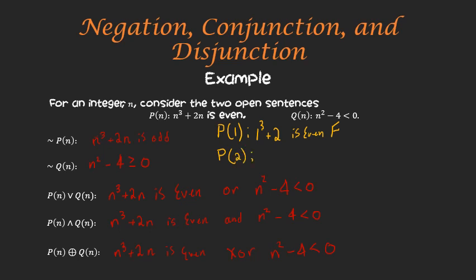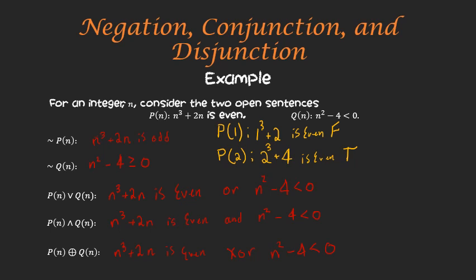So this would be 2 cubed, or 8. Oops, 2 cubed plus 4 is even, and that one's true. And then over here with Q of n, let's find something that makes this true and something that makes it false.